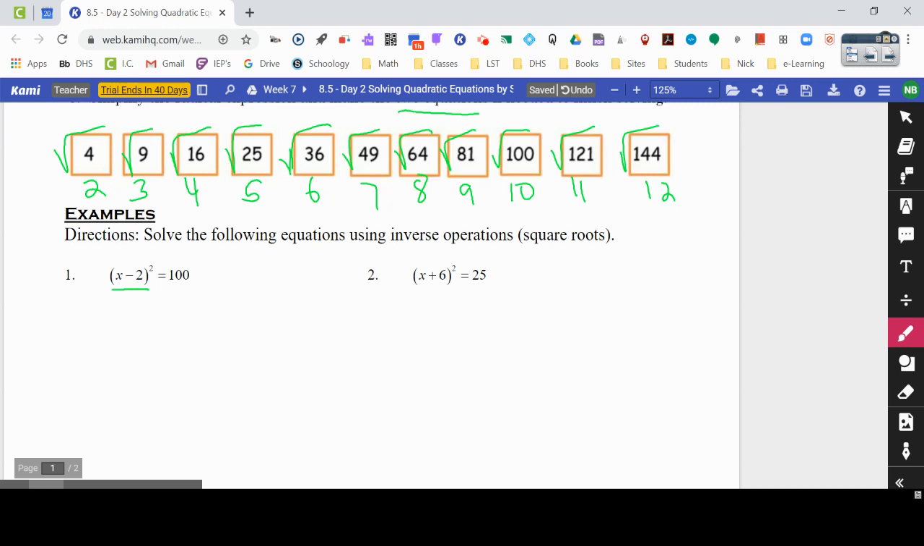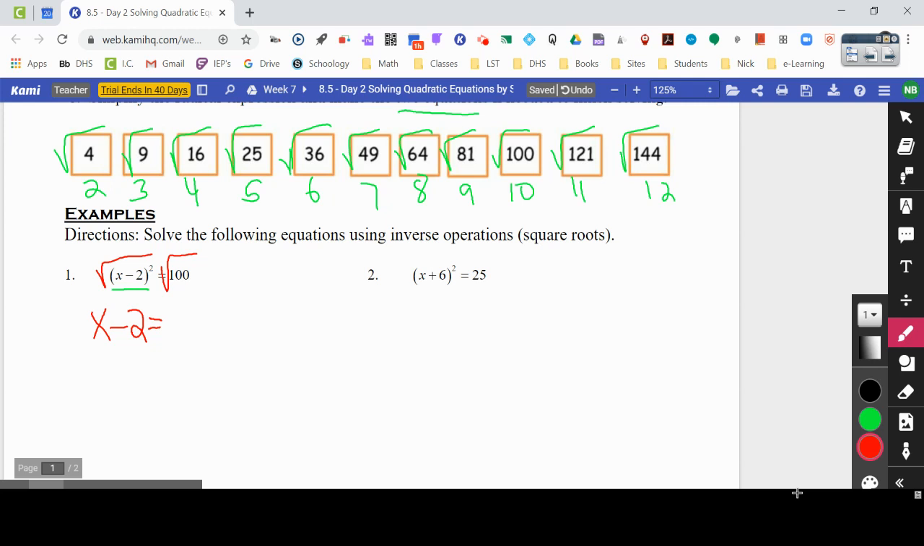Now I'm ready to move on to step 2, which tells me to take the square root of both sides. Again, this square root undoes this square. So on my left side, I'm left with x minus 2 is equal to, well, now it's the square root of 100.